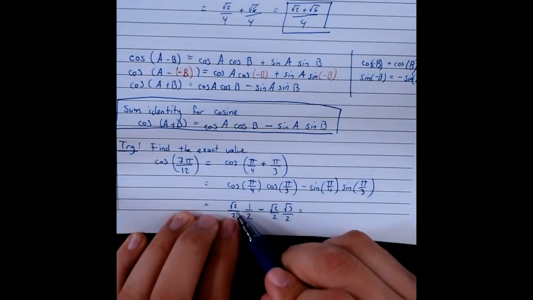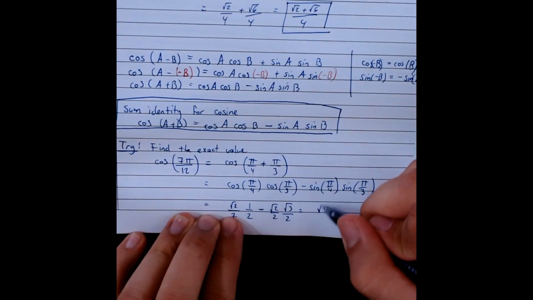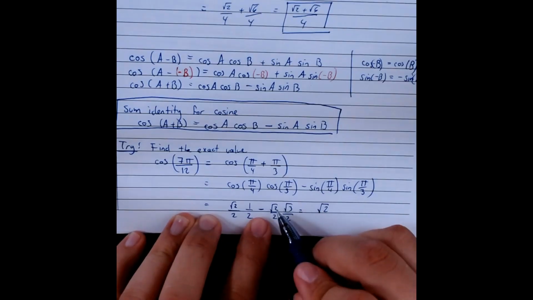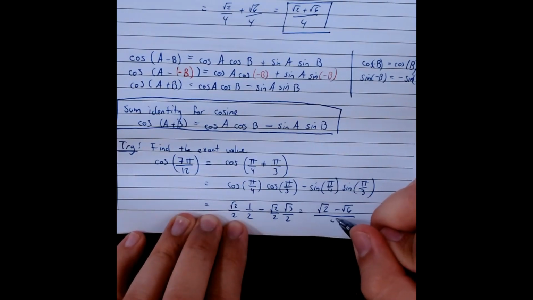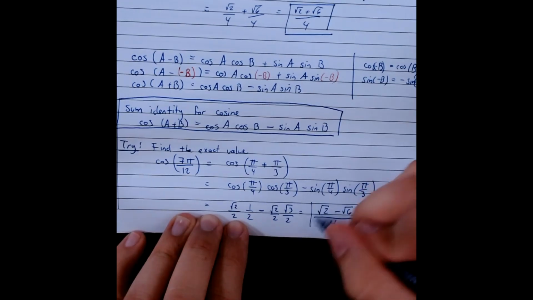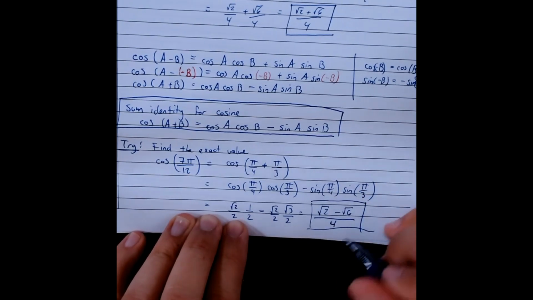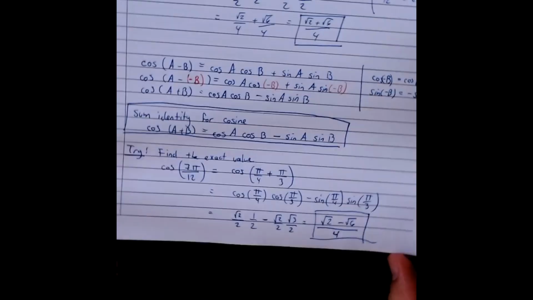So putting that together, that's going to be root 2 minus root 2 times root 3 is root 6 over 2 times 2 is 4. And that is the exact solution for the cosine of 7 pi over 12.